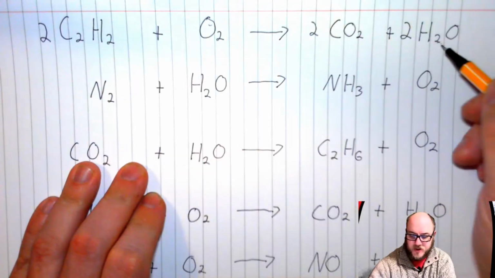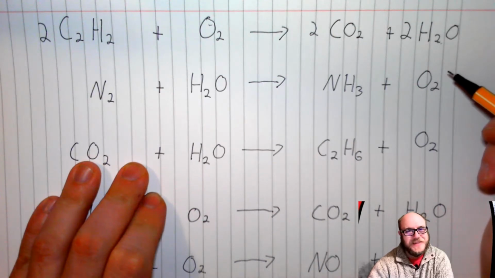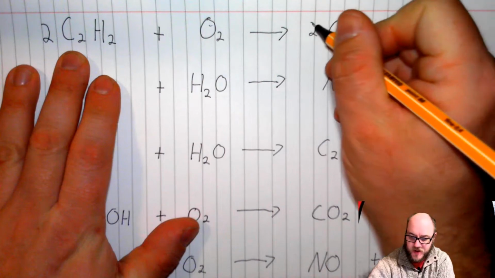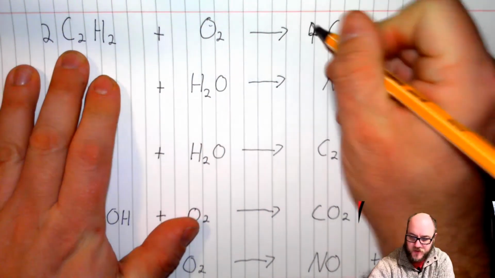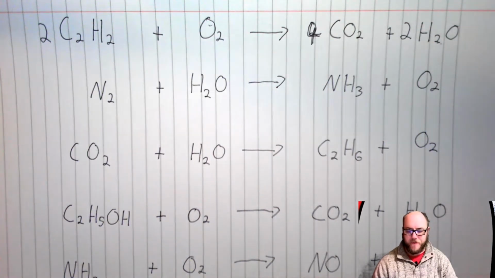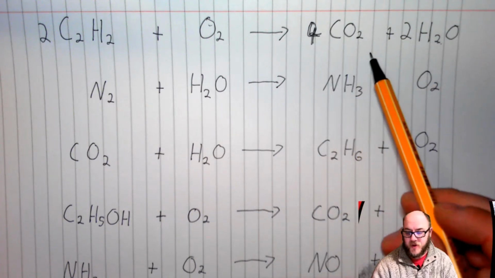2C2H2, it's going to give me enough hydrogen to make 2 water molecules. But now look what I've done. I've got 4 carbons, which means I need to change that to at least a 4. Okay, are you still with me? Hope you are. So I've now got 2 water molecules plus 4 carbon dioxide molecules.